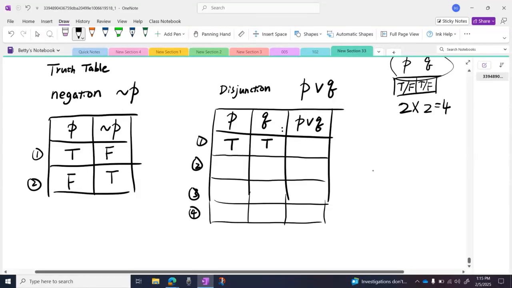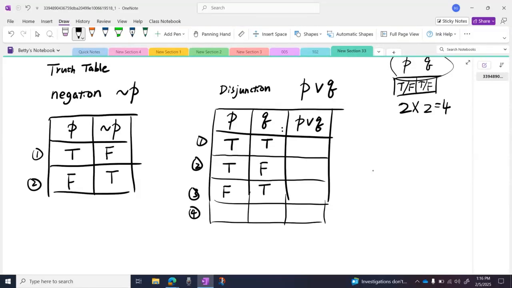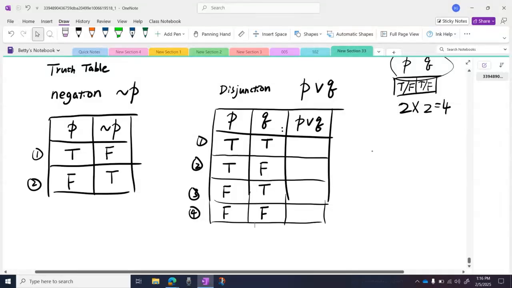The first case, both are true. Second case, P is true, Q is false. Third case, P is false, Q is true. The last case, both P and Q are false. There are only 4 cases when we consider the truth values for the two simple statements P and Q. You will not find a fifth case.